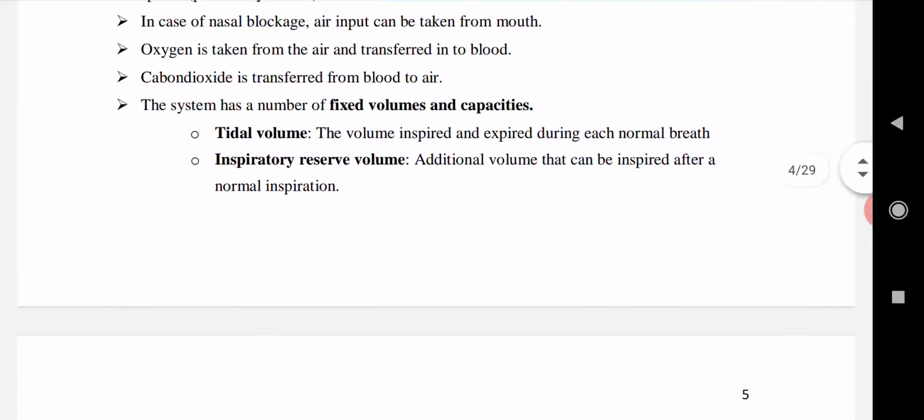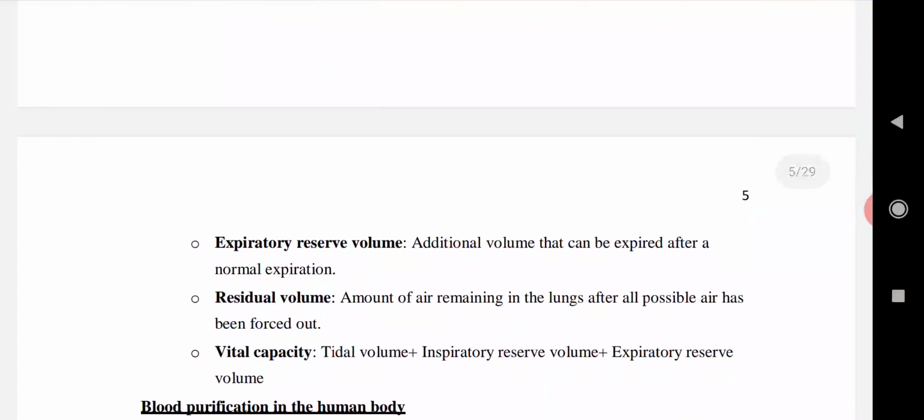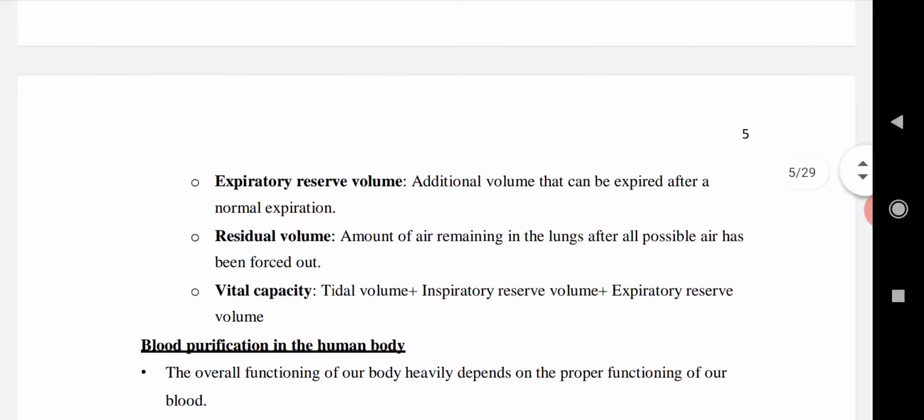Then the inspiratory reserve volume. That is the additional volume of air that can be inspired after a normal inspiration, for example when we run or move fast. That is called the inspiratory reserve volume. Expiratory reserve volume means the additional volume that can be expired after a normal expiration. The residual volume is the amount of air remaining in the lungs after all possible air has been forced out.